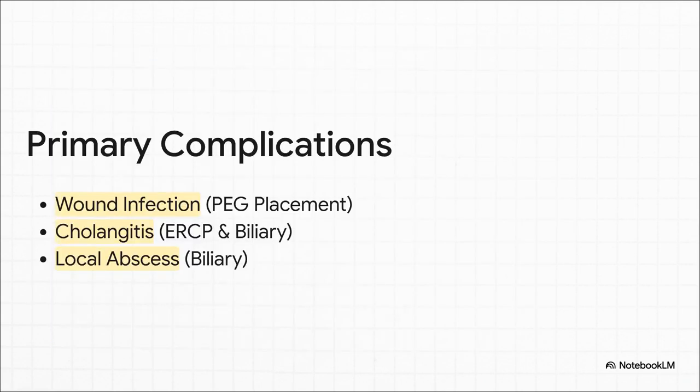And these are the specific outcomes we're trying to head off. For PEG placement, the big one is a peristomal wound infection. When you get into ERCP or other biliary work, the feared complication is cholangitis, that dangerous inflammation of the bile ducts, or maybe even a localized abscess. Each procedure really does have its own unique infectious risk.